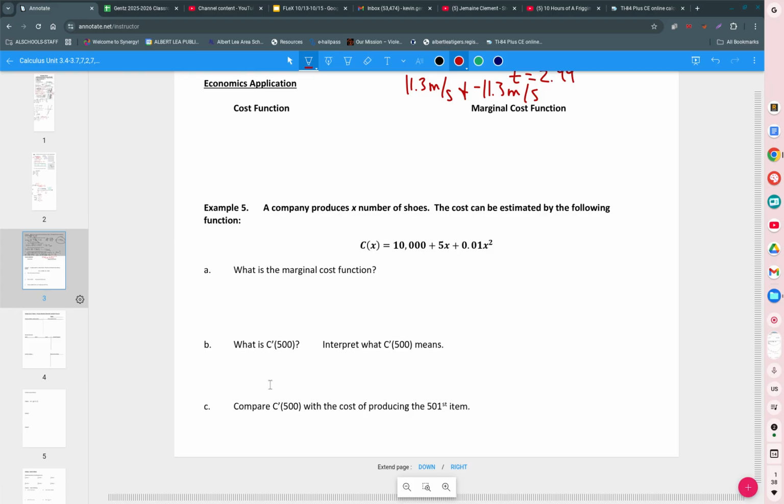So the cost function, we're just going to say C of X. And that is the cost of producing X items. Okay? All right.